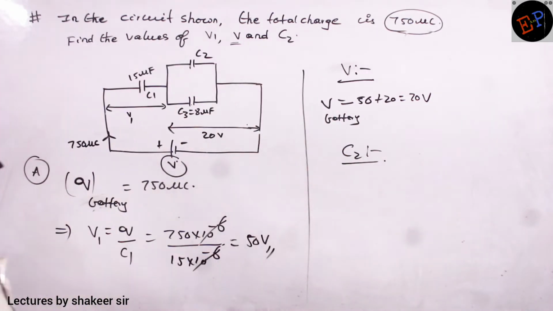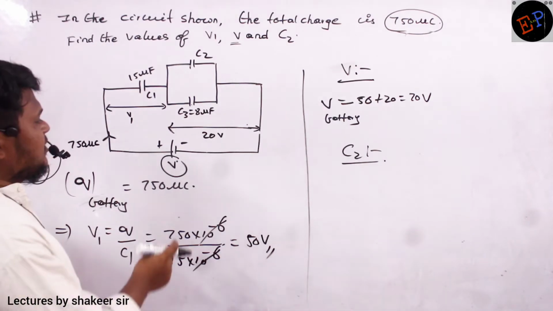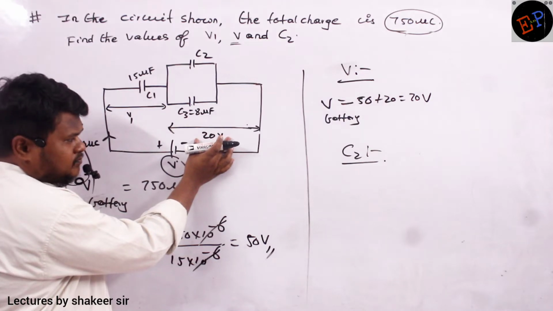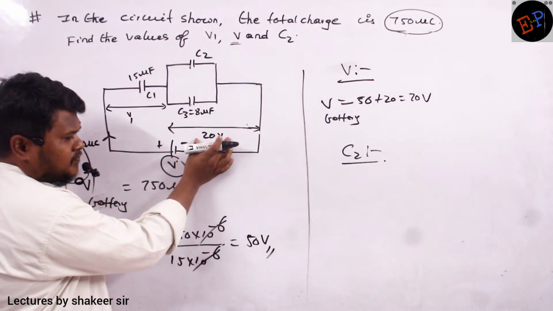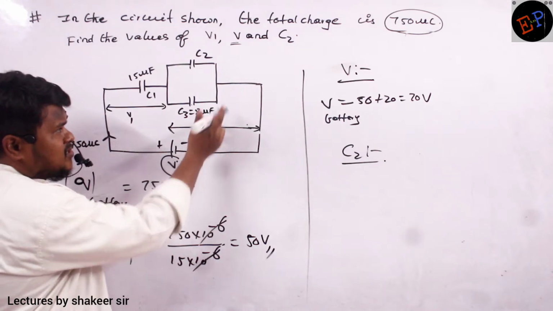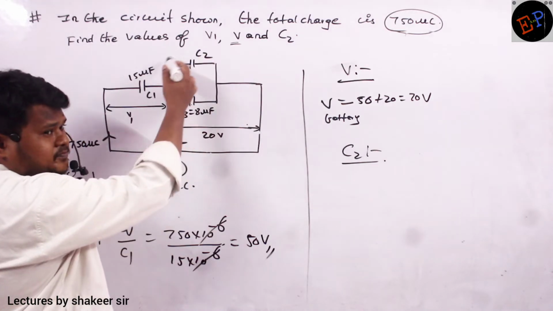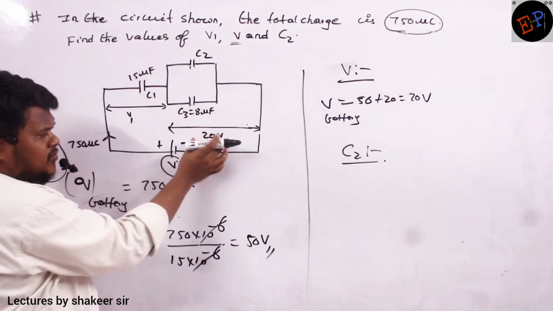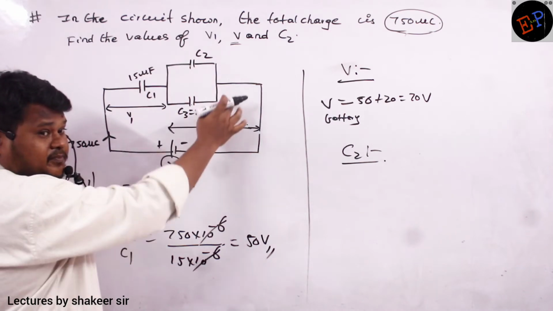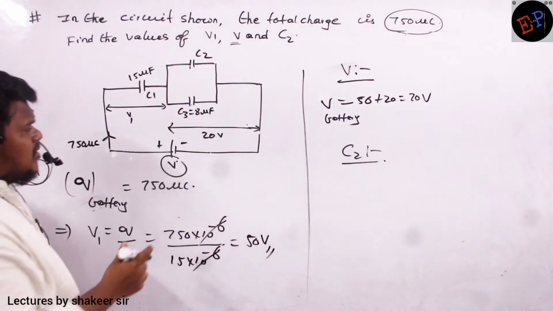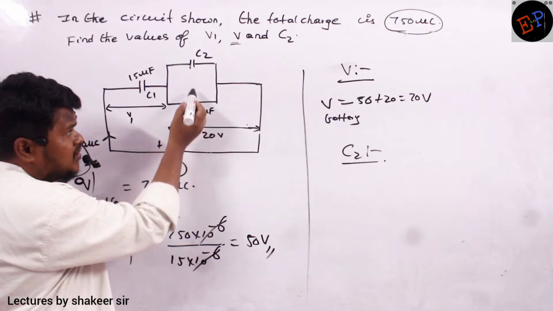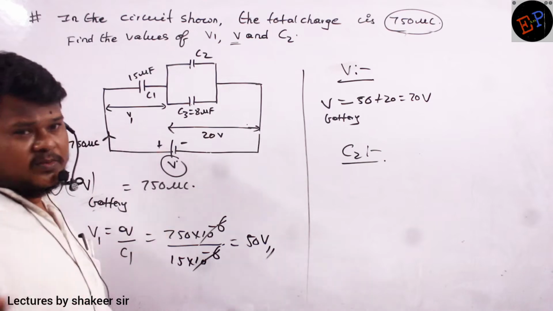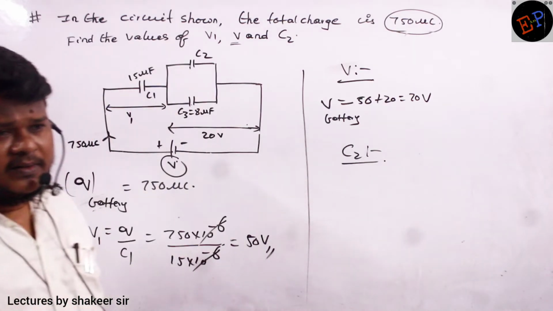C2 value is how much? Let us see. What is this 20 volts? Potential difference across what? 20 volts is the potential difference across this branch. This V1 is the potential difference across this capacitor, and 20 is the potential difference across this branch. Now can you say what is the potential difference across C3 and across C2? Anybody? 20 only. Why?